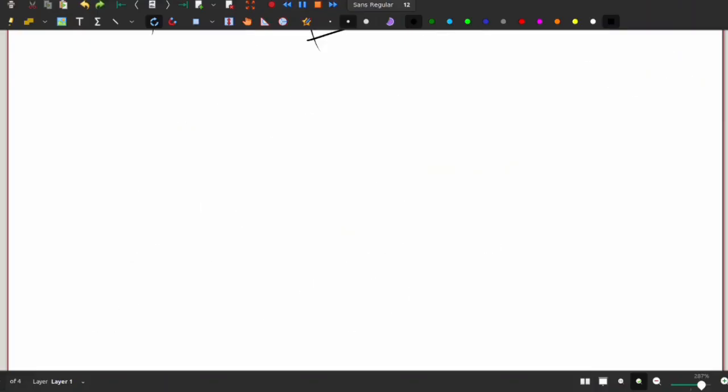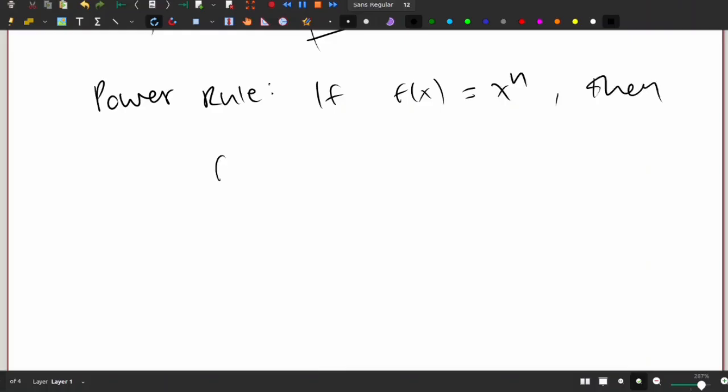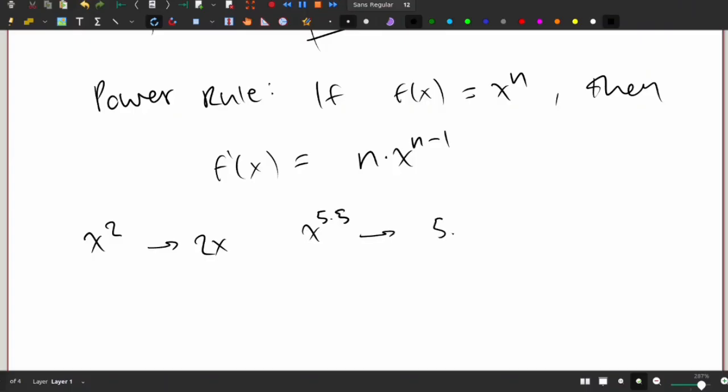Let's write our new rule down. This is called the power rule. If f of x is of the form x to the n, then f prime of x is equal to n times x to the n minus 1. And this works for all sorts of exponents. So if I had x squared, that would turn into 2x to the 1. If I had x to the 5.5, its derivative would become 5.5 times x to the 4.5.